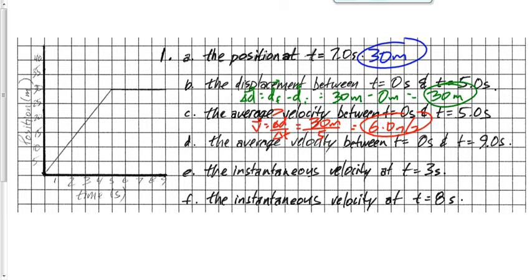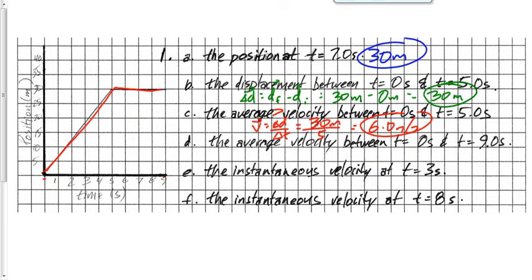Oh, this one's interesting. The average velocity between 0 and 9 seconds. Between 0 and 9. What's interesting about this one? What makes this one kind of a little bit different? Yeah, it stops. Like we got something happening, constant velocity, and then all of a sudden it stopped. So two different things happening.